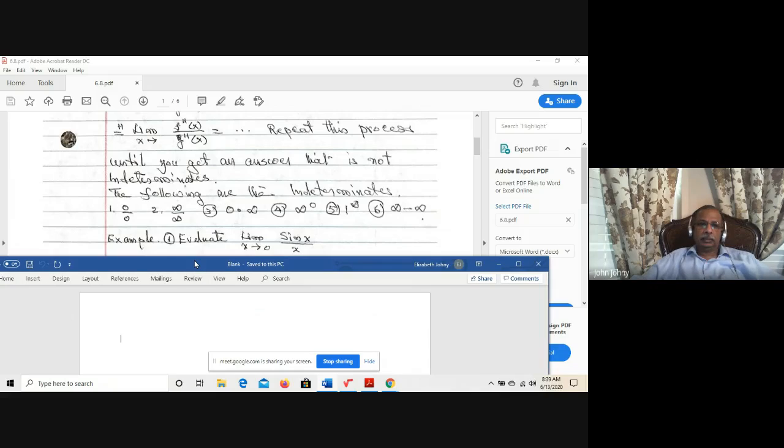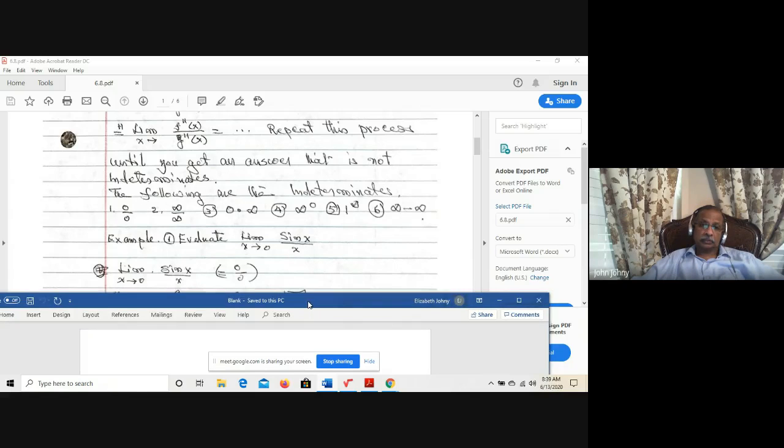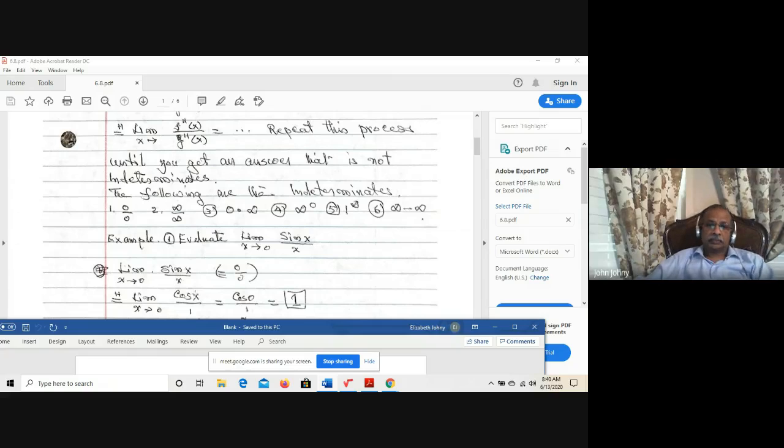For example, evaluate limit x approaches 0, sin x over x. When you substitute x equal to 0, sin 0 over 0, sin 0 is 0. So that is 0 over 0. You differentiate numerator and denominator separately. Limit x approaches 0, the derivative of sin x is cos x, the derivative of x is 1. Then you substitute x equal to 0, you get cos 0 over 1, and cos 0 is 1. So the final answer is 1.